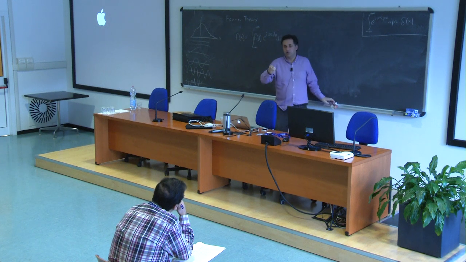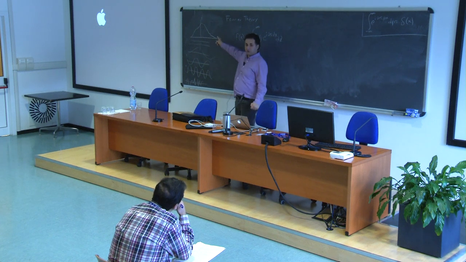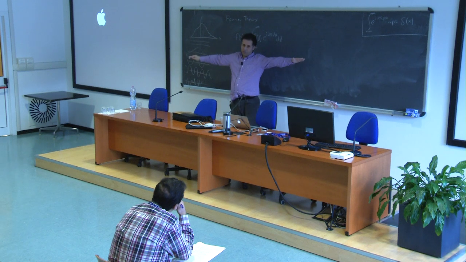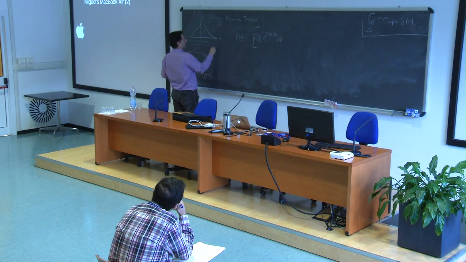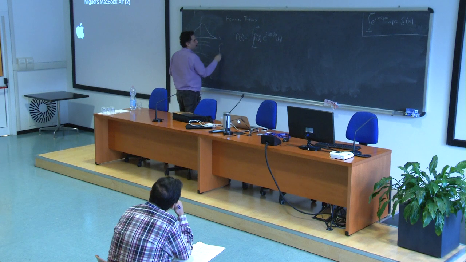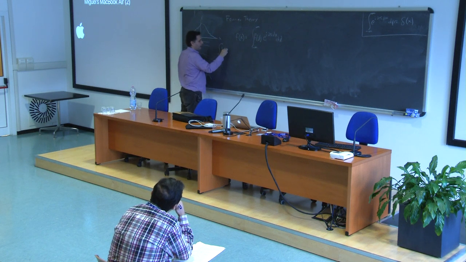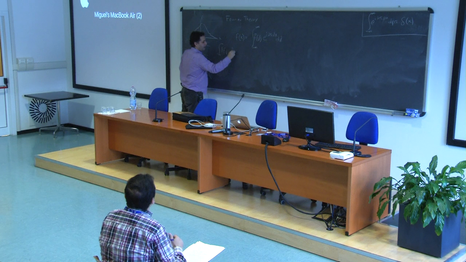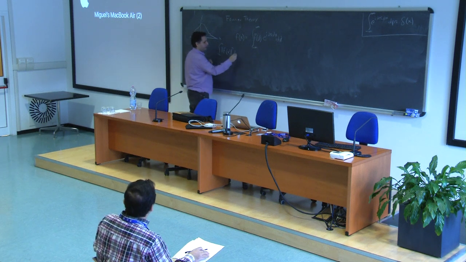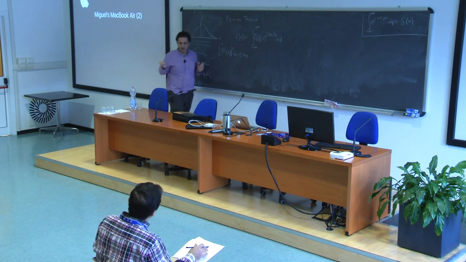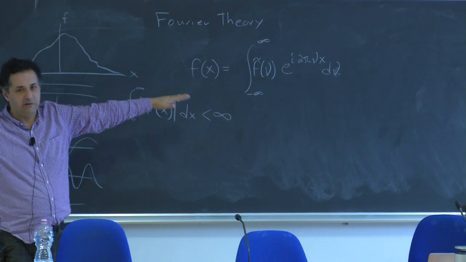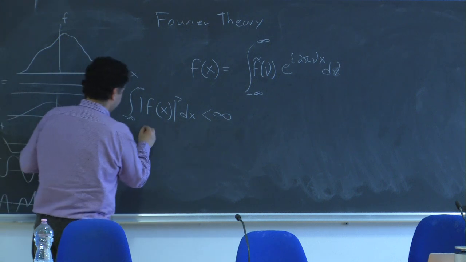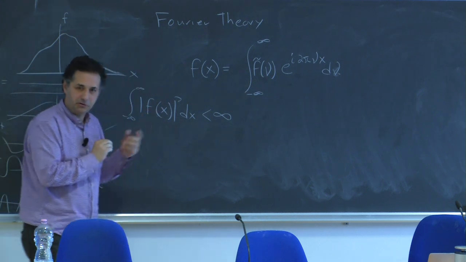You do need another condition, which is that this function has to go to zero at minus and plus infinity in a way that the integral from minus infinity to infinity, if this is a complex function, of the modulus squared dx has to be less than infinity, has to be finite. So that means that the function has to go to zero in both directions fast enough. This is what is sometimes called the L2 condition.